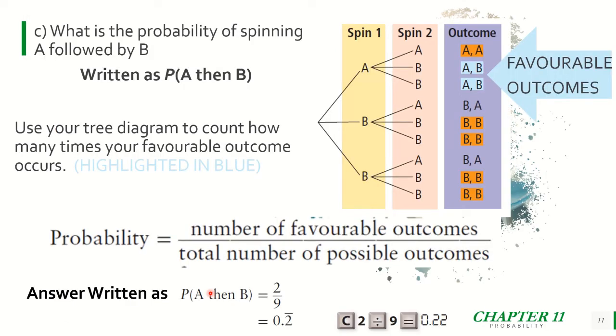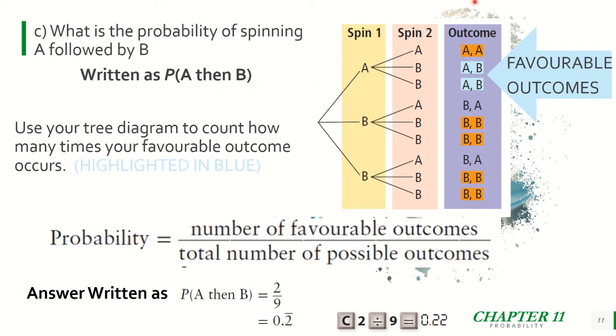Okay, moving on to part C here. This time, what's the probability of spinning an A first, followed by a B? So we read it as this, the little italicized capital P, and then in brackets, our favorable outcomes, what we're looking for. So A and then a B, okay?